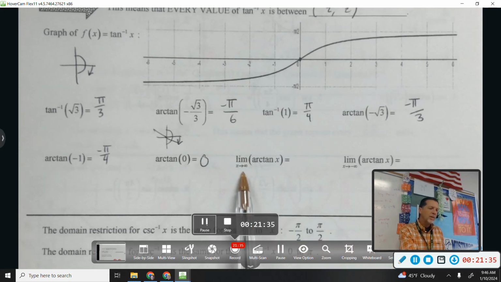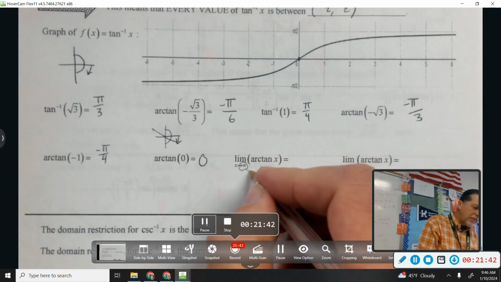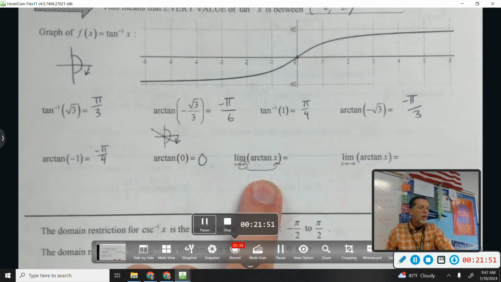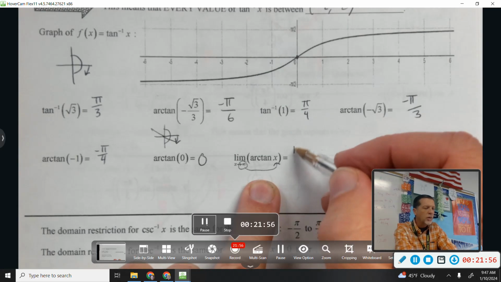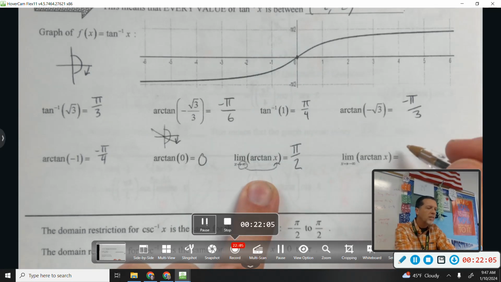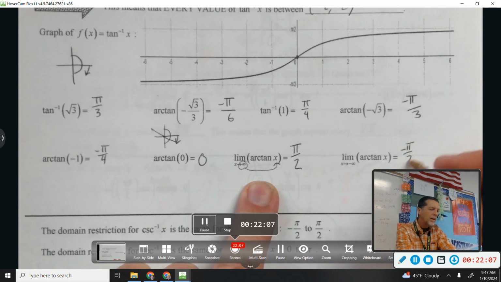So limit as x goes to infinity. You sort of plug it in. You're not really allowed to plug in infinity, but that's kind of what you do. The question is, where is tangent equal infinity? Well, it never gets there, but it's close to that at pi over 2. So it's asking about the asymptotes, basically. Yeah, it's an asymptote question. So then, because the next one is negative, the next one is negative pi over 2.